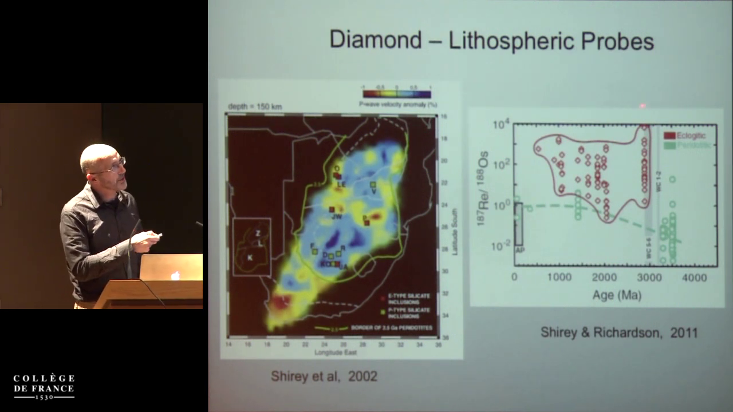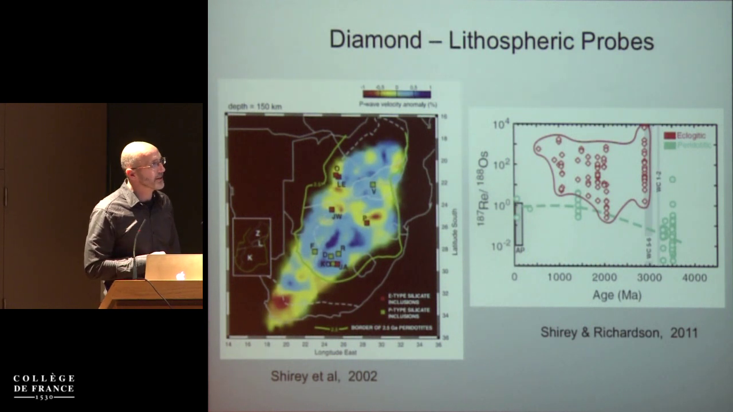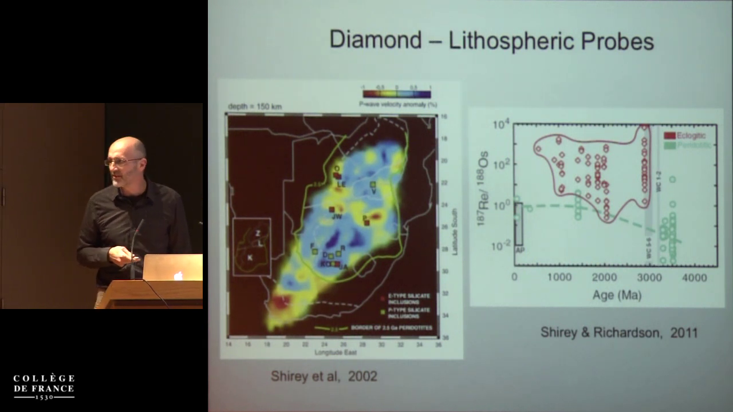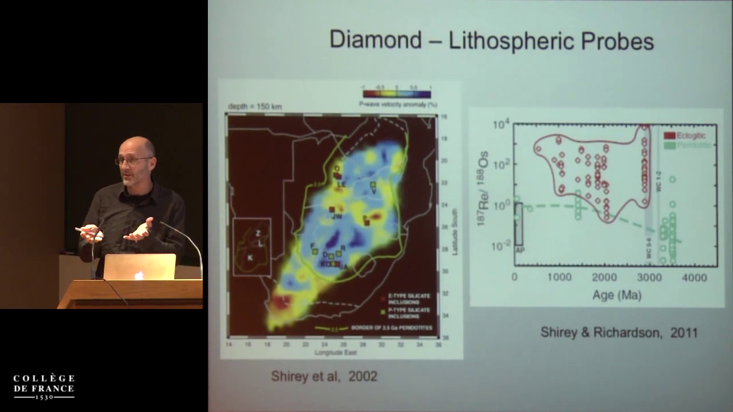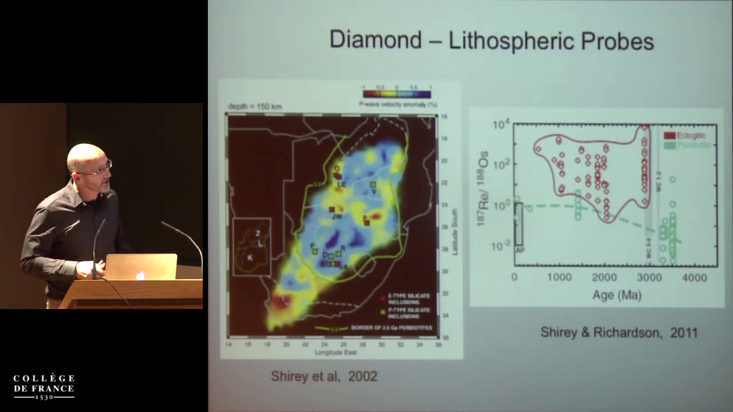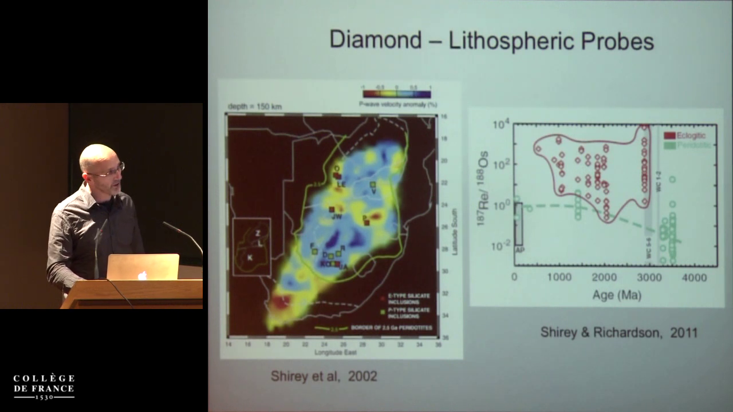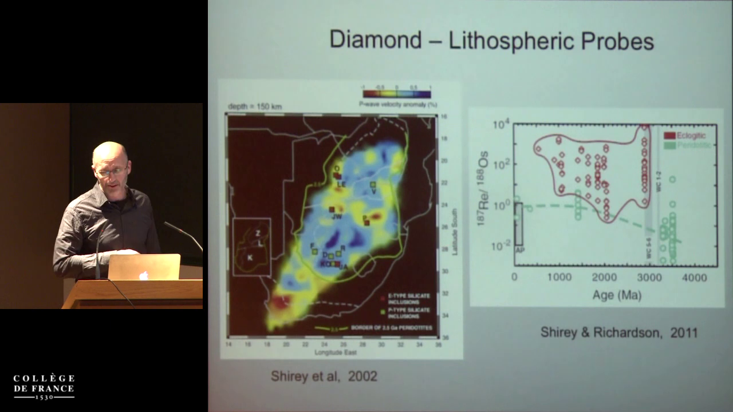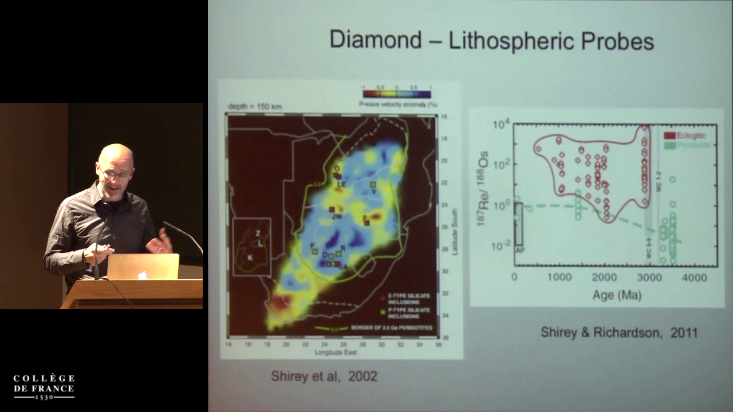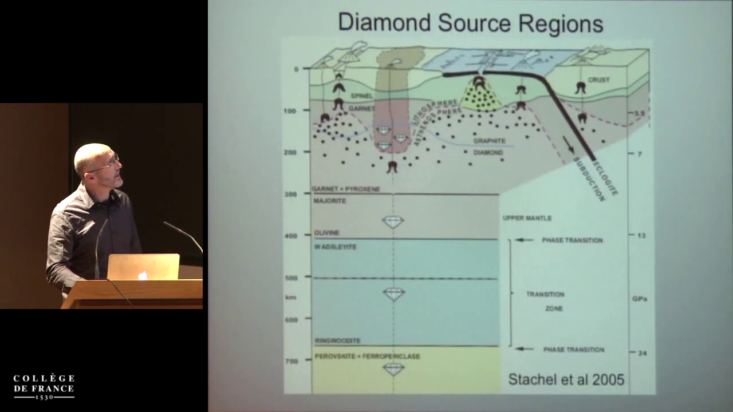They stop pretty much abruptly at around 3 billion years, and they interpreted that as representing perhaps the onset of subduction around the craton, perhaps the onset of subduction-style plate tectonics as we know it today. So that's an example of how they've been used in the lithosphere. I'm not going to talk about the lithospheric diamonds anymore.